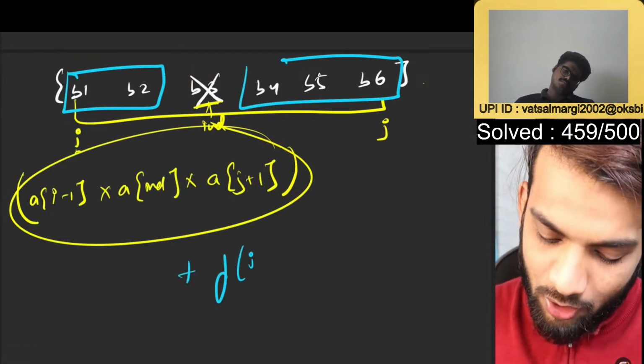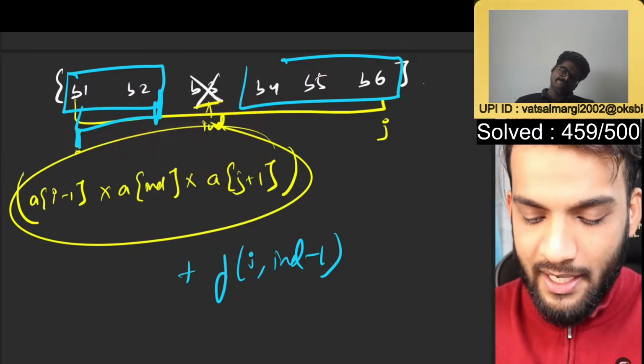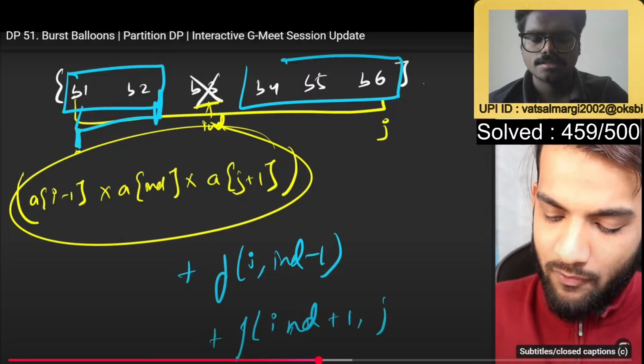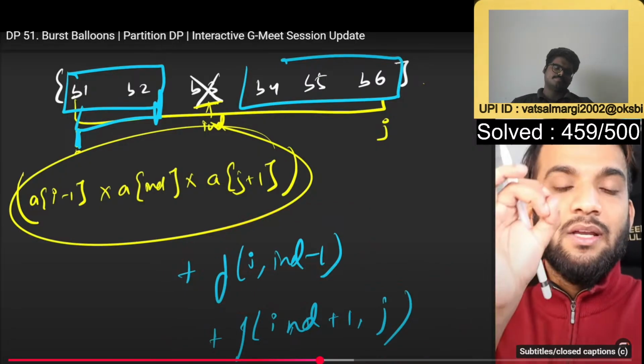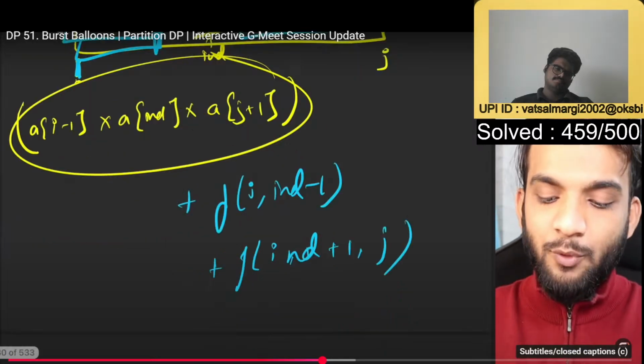So you will say, can you please solve the subproblem from I comma index minus 1, and index plus 1 to J. So these are the two subproblems which you can easily solve. Now, are these subproblems independent is my question. Obviously, they are independent. Let me give you a proof.